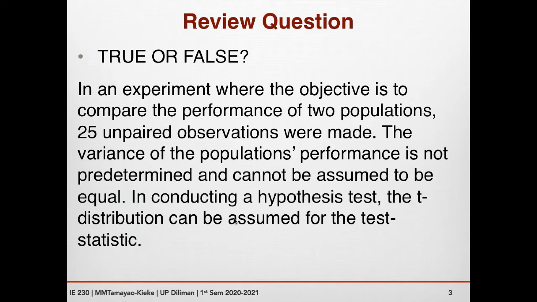But before we go into the topics, let's first have a review question. True or false? In an experiment where the objective is to compare the performance of 2 populations, 25 unpaired observations were made. The variance of the population's performance is not predetermined and cannot be assumed to be equal. In conducting a hypothesis test, the t-distribution can be assumed for the test statistic. All right, true or false? So the answer to this is, the statement is true. All right, so I'd like you to be able to identify the specific type of distribution and the type of test that you can employ whenever you are given a problem where you have to compare the performance of 2 populations.